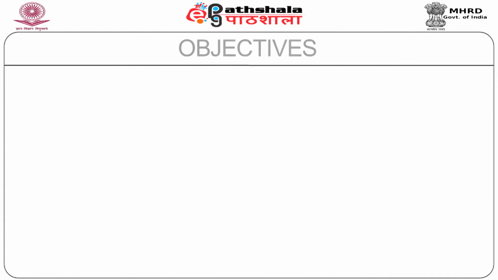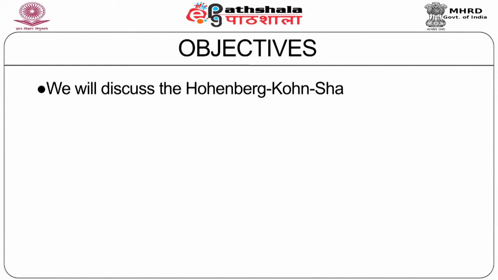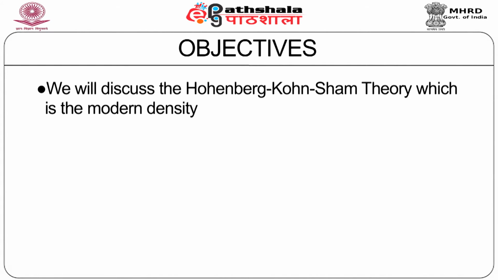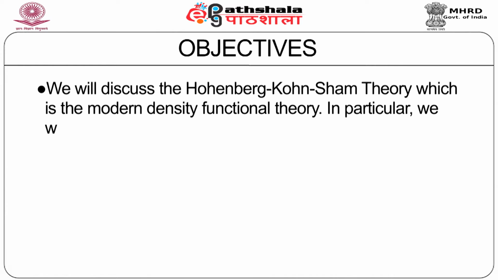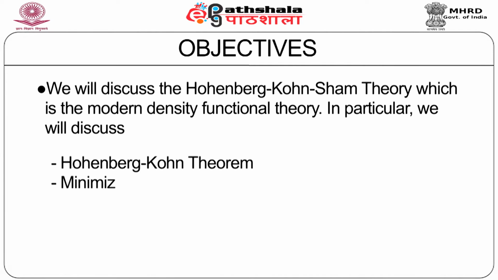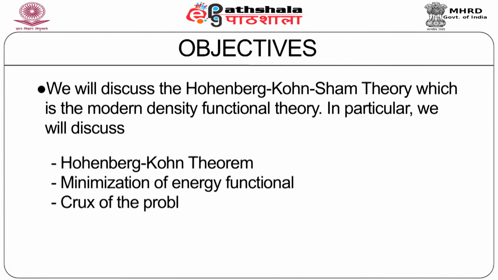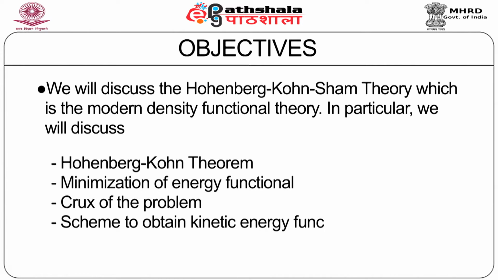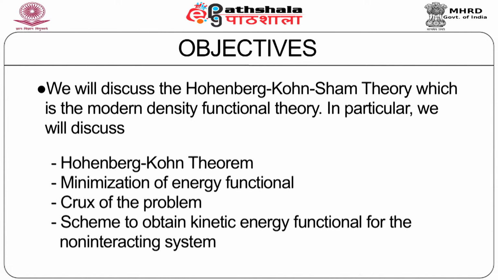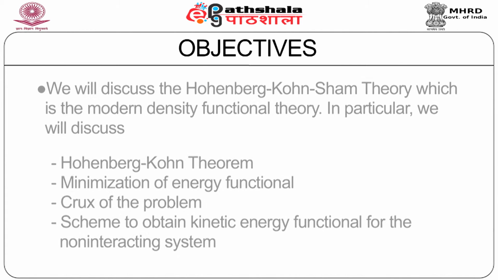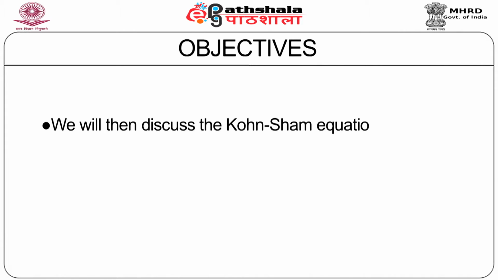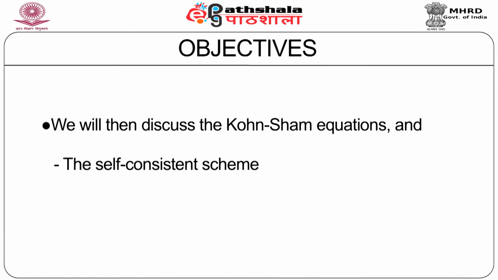The plan of today's lecture is the following. First, we will discuss the Hohenberg-Kohn-Sham theory, which is the modern density functional theory. In particular, we will discuss the Hohenberg-Kohn theorem. We will discuss the minimization of energy functional, which is the crux of the problem, and the scheme to obtain the kinetic energy functional for the non-interacting system. Following this, we will discuss the Kohn-Sham equations and the self-consistent scheme.